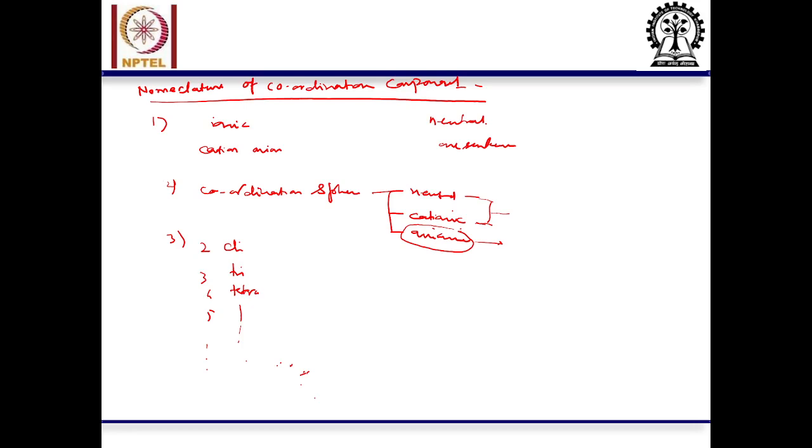But suppose the ligand itself contains this kind of prefix like di or tri, what do we do? Take the example of ethylenediamine. If this kind of ligand binds to the metal in more than one number, then for two we use bis. The prefixes we use are bis, tris, tetrakis, pentakis, hexakis, heptakis, octakis.